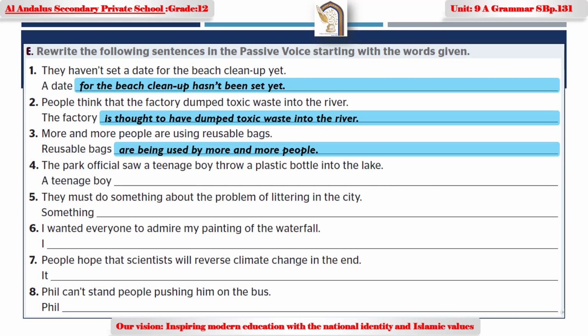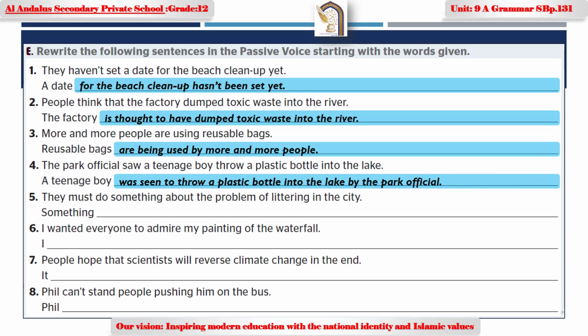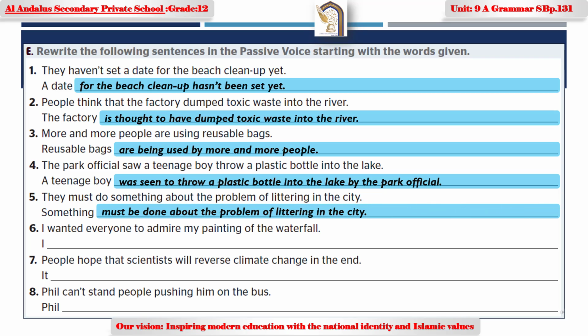Sentence 4. The park official saw a teenage boy throw a plastic bottle into the lake. A teenage boy, amazing answer, was seen to throw a plastic bottle into the lake by the park official. Sentence 5. They must do something about the problem of littering in the city. Yes, this is an exceptional answer. Something must be done about the problem of littering in the city.